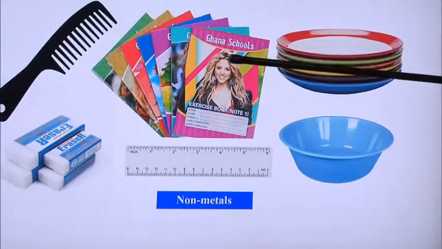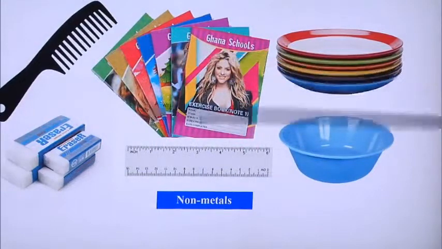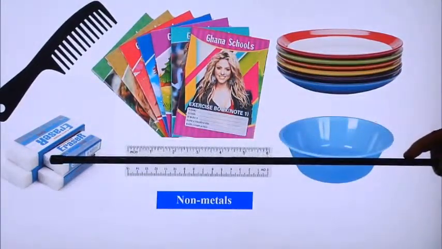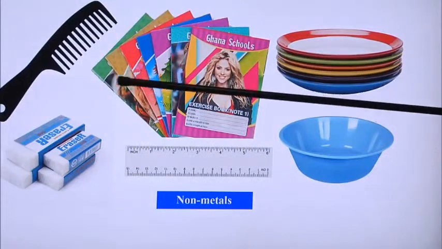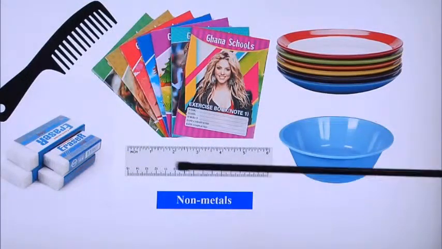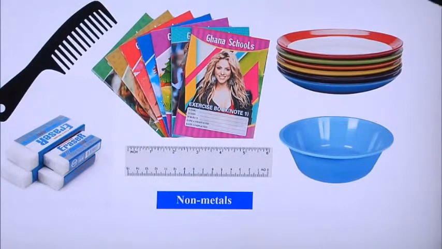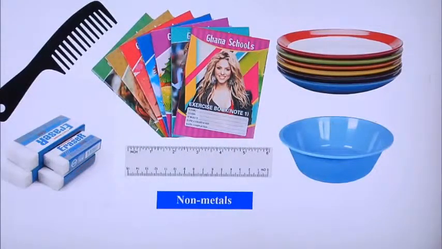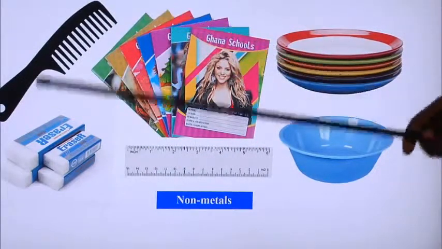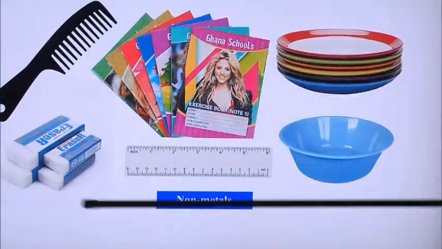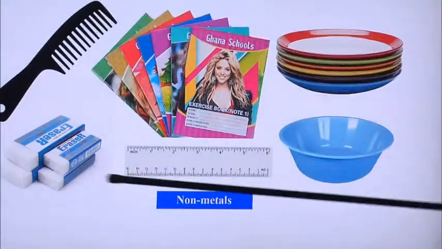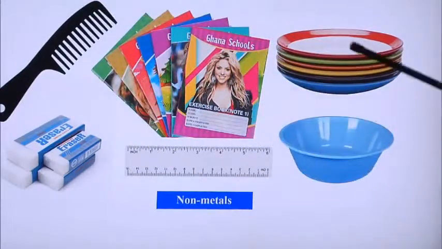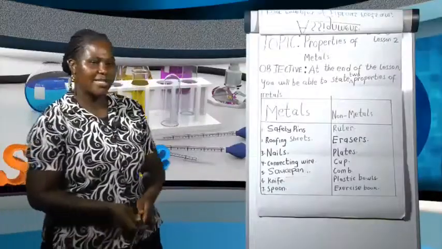Let's have a look at it. This is a comb, erasers, exercise books, ruler, plates, and then bowl. These are non-metals we picked from the materials we showed on the screen. Now these are non-metals. They are what? Non-metals. They are not made from metals. Let's go to our board and look at them.